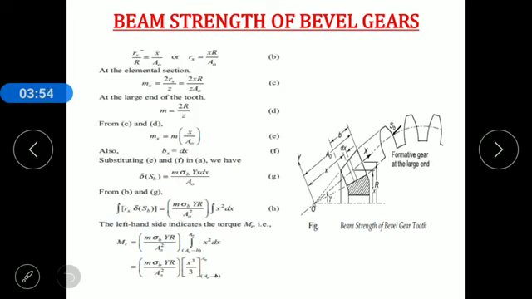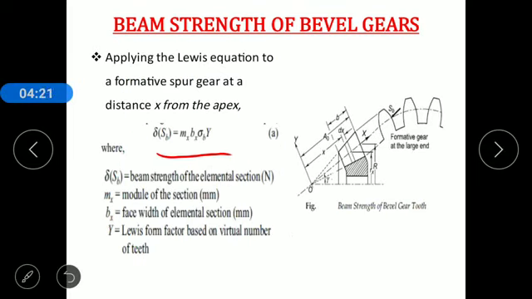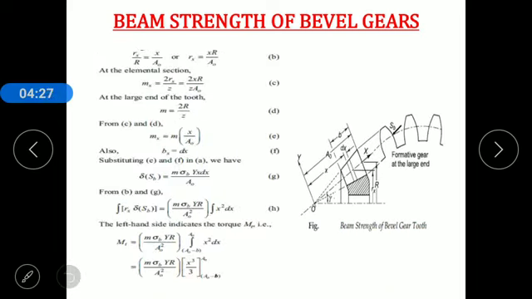Now again everyone see the figure carefully. Using this figure we take one relation, small rx divided by capital R is equal to x divided by AO. Therefore rx is equal to x into capital R divided by AO. Here the Lewis equation for this formative spur gear is considered as equation A, and the radius of that elemental section rx, that is x into capital R divided by AO, is equation B.